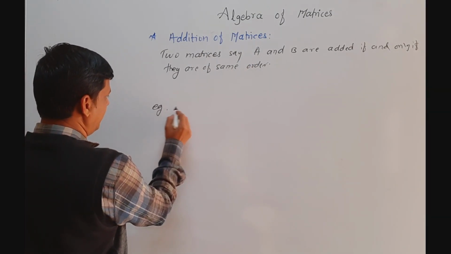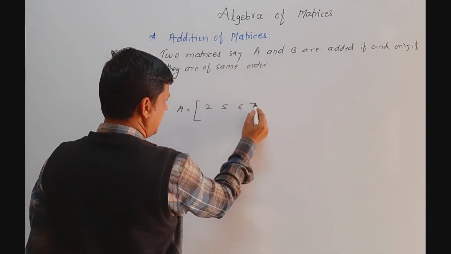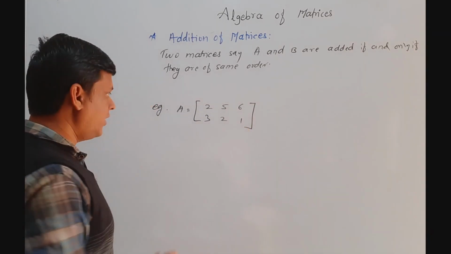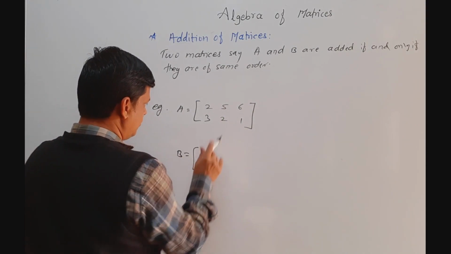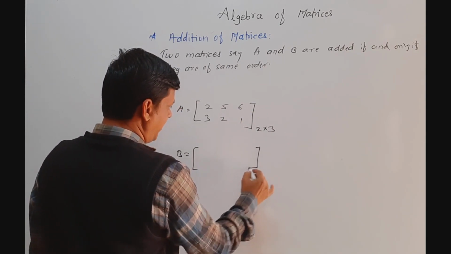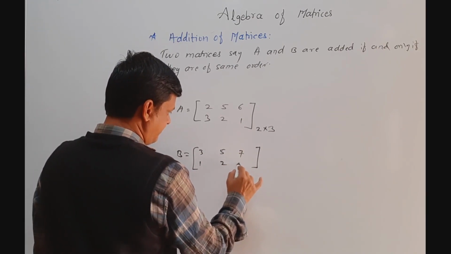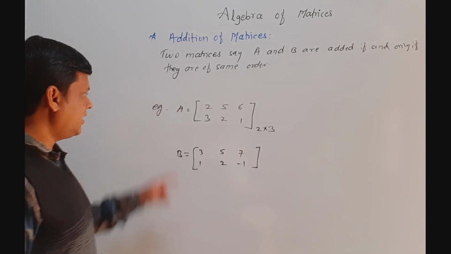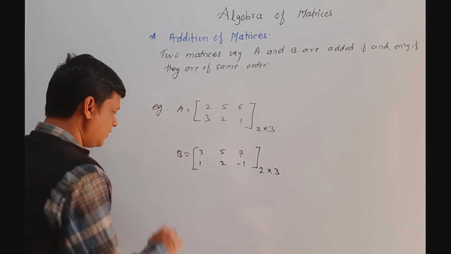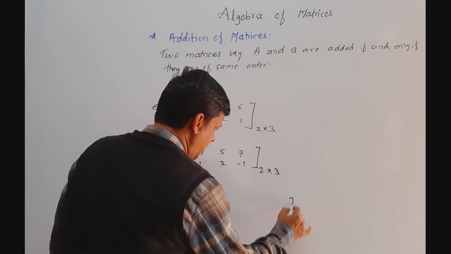So for example, here we consider A is equal to 2, 5, 6 as elements of the first row and 3, 2, 1 as elements of the second row, and matrix B. So the order of this first matrix A is 2 by 3 and we consider here matrix B. We have to add these two matrices A and B, and matrix B is also of order 2 by 3. So we write matrix A plus B as, we have to add the corresponding elements.